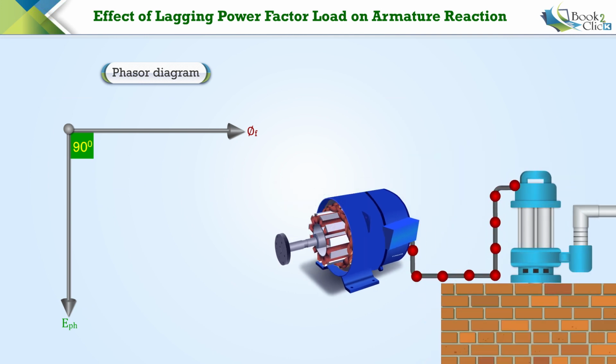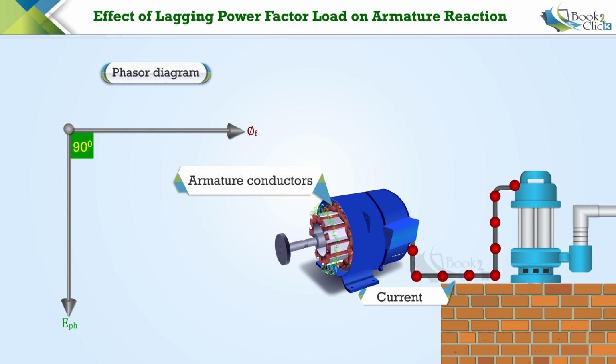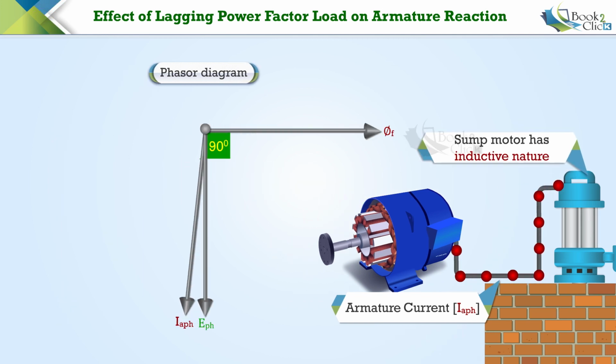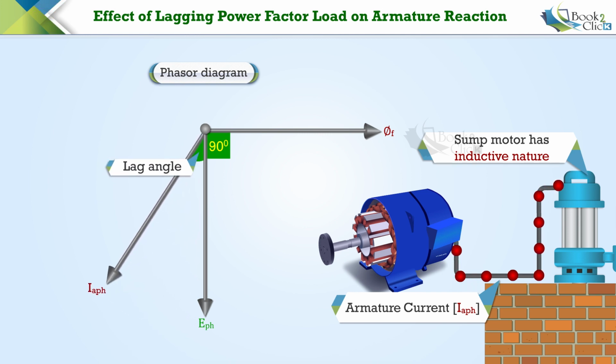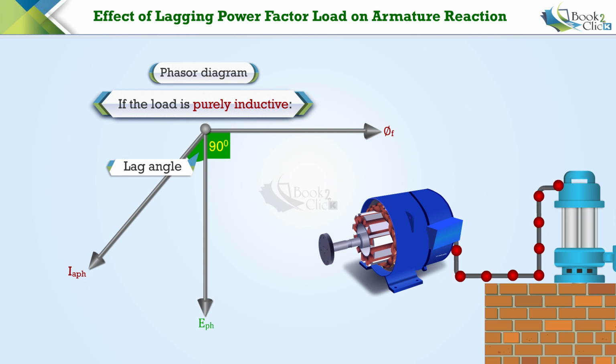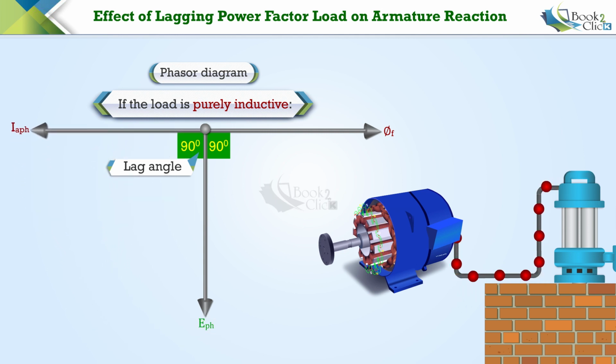Now, the induced EMF EPH will circulate current through armature conductors and the sump motor. This current is called armature current, IAPH. Since the sump motor has inductive nature, the armature current will lag the induced EMF. If we consider that it is a purely inductive load, the lag angle between the induced EMF and the armature current will be 90 degrees.